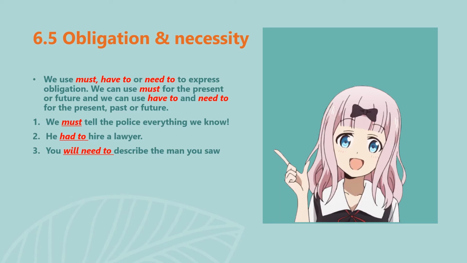Okay, the example sentences we have: we must tell the police everything we know. Okay, kita perlu, wajib bagi tahu. Okay, if you are a witness in a crime or something. He had to hire a lawyer. Okay, dia perlulah ni, keperluan dia dah untuk upah peguam for whatever crime he's being accused of.